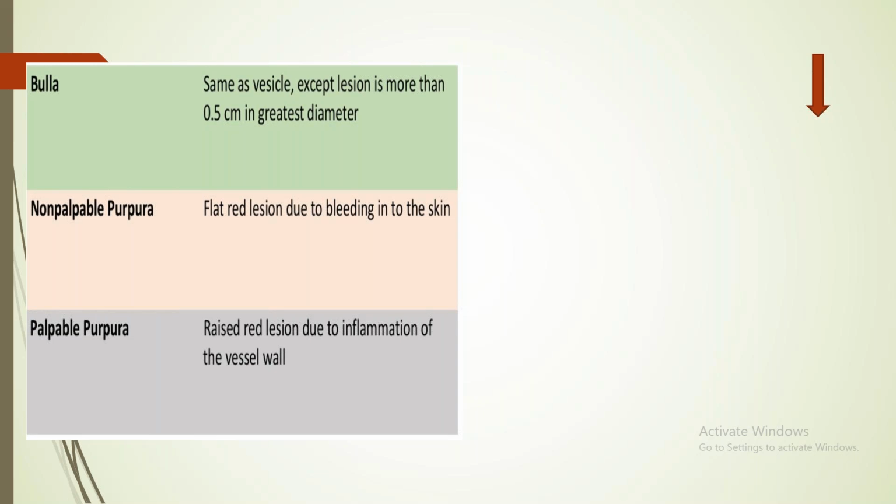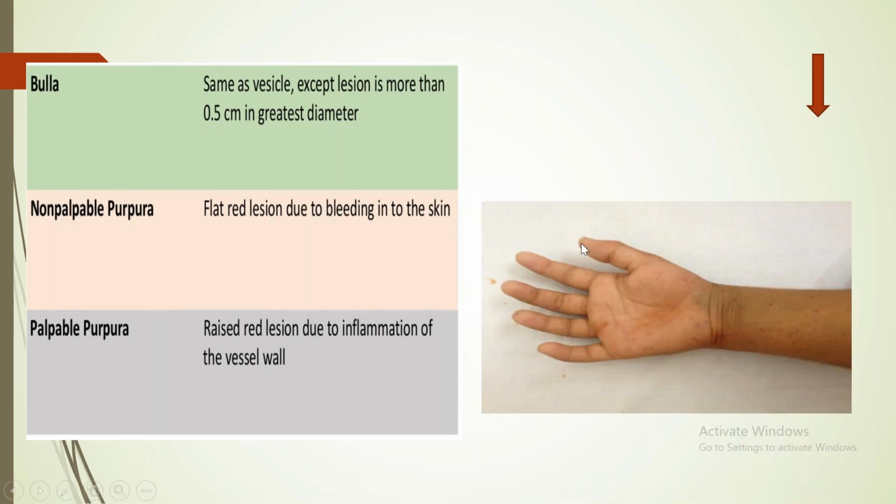Then the important thing is to look for purpuras. Now purpuras are the pinkish lesions that you can see on the skin, but you have to differentiate between a palpable and a non-palpable purpura. The palpable purpura is most commonly due to inflammation of the vessel wall, while the non-palpable purpuras are flat red lesions which are due to bleeding into the skin. Most commonly we call them petechiae. I will just show you the photographs.